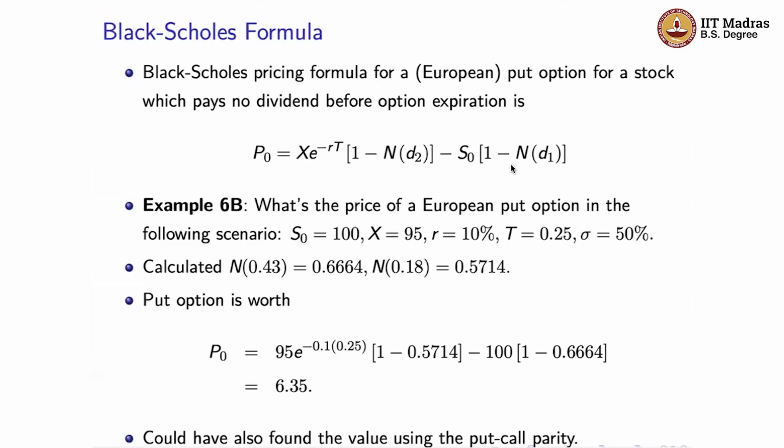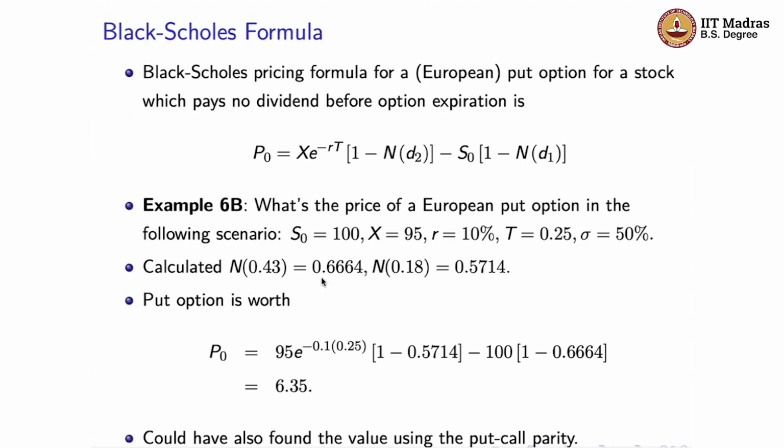So let's see an example of how to use this formula. So suppose that we want to consider the same situation that we had before. So S0 is 100, X is 95, R is 10%, T is 0.25, sigma is 50%. And we want to figure out what's the price of a European put option in this scenario. So we basically do the same thing as before. We calculate D1 and D2. So that's exactly the same as before, 0.43 and 0.18, and then you end up getting the CDF of the standard normal at those points.